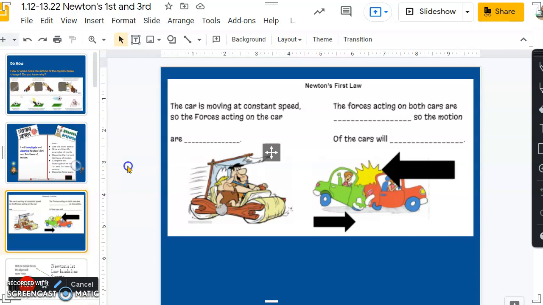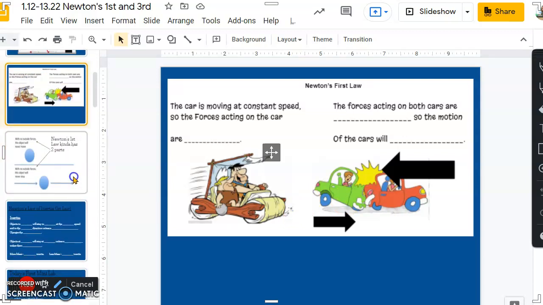So the car is moving at a constant speed. So the forces acting on the car are the same, and they're equal and opposite as well. However, here on the right, there are these two cartoon cars, and the forces acting on both cars are different, or unbalanced, so the motion of the cars will be different, because what happens to this bigger car will be very different than what happens to this green car.